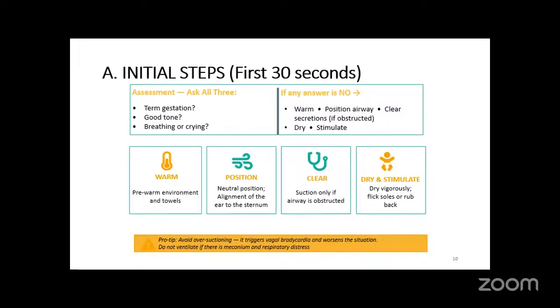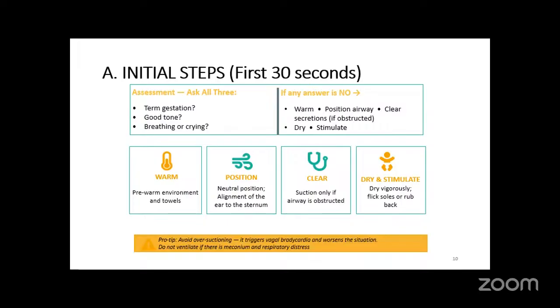Secondly, we have to position the airway. Generally we extend the baby's head when we are doing our suctioning. No, the baby's head should be put in a neutral position. That is, the head and the thorax should be in alignment. That is the proper positioning for neonatal resuscitation.